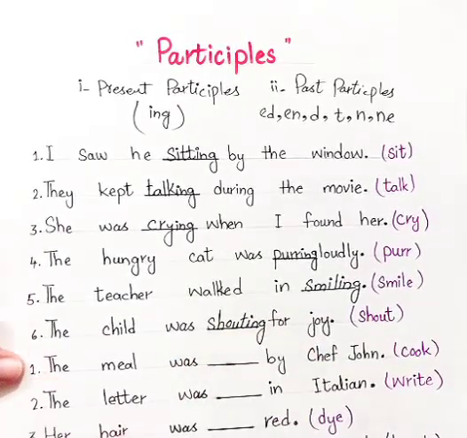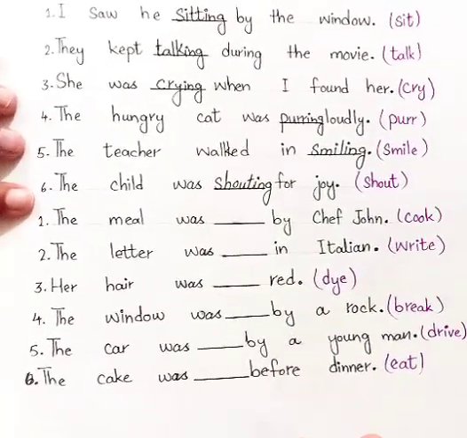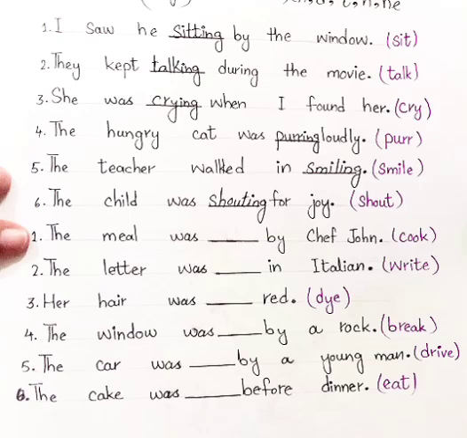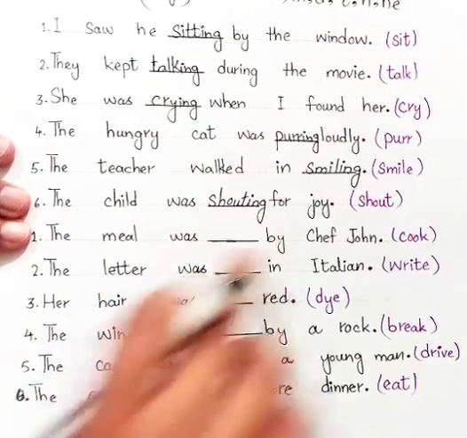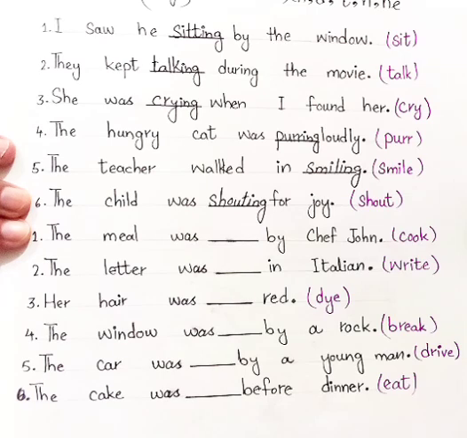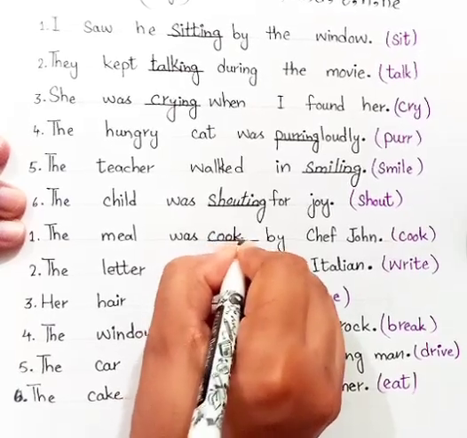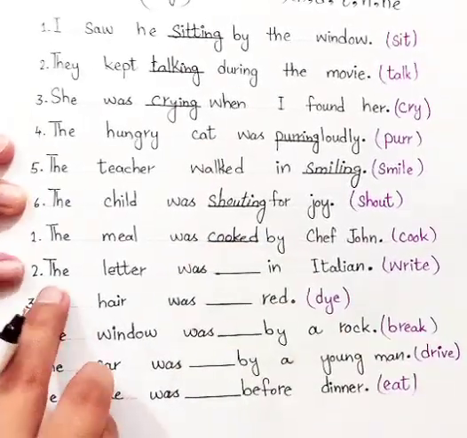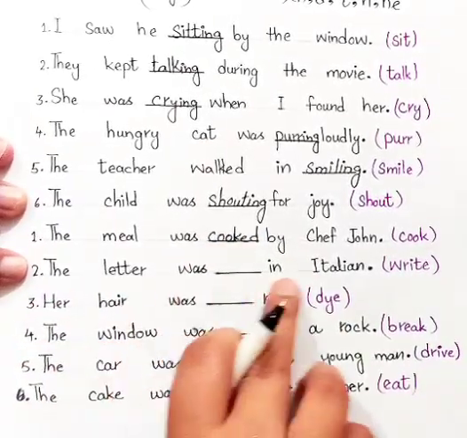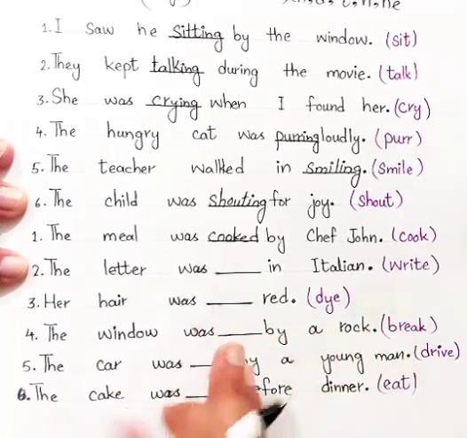Now, next we have examples for past participles. The first one is: the meal was blank by Chef John, cook. So according to past participles, the answer will be cooked. The letter was blank in Italian, write. So according to past participle, the answer will be written.